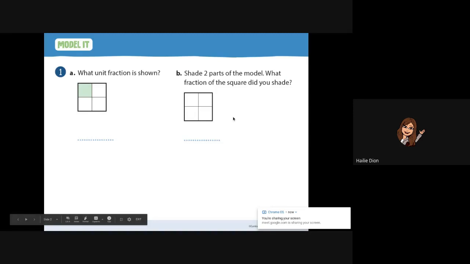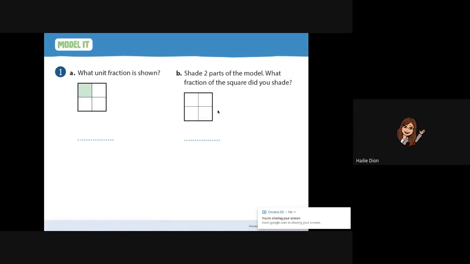Yesterday we learned about a unit fraction. So if you remember, a unit fraction is any fraction that has a 1 in the numerator. So for this one, we have 1, 2, 3, 4 boxes in our shape, and we have 1 shaded in. So our unit fraction would be 1 shaded, that's our numerator, and then 4 total parts, so 1/4. And we know it's a unit fraction because our 1 is in the numerator.